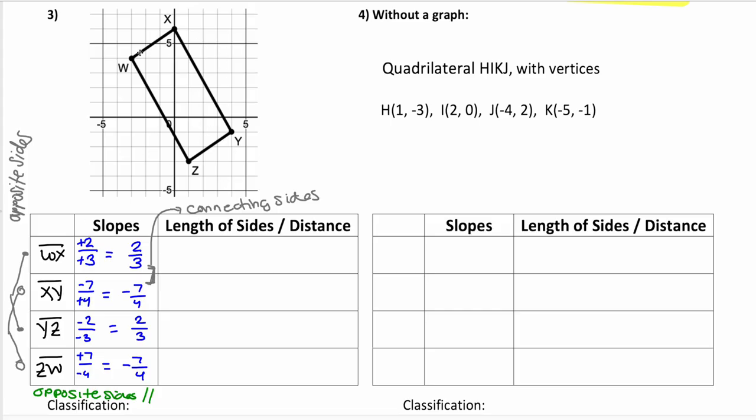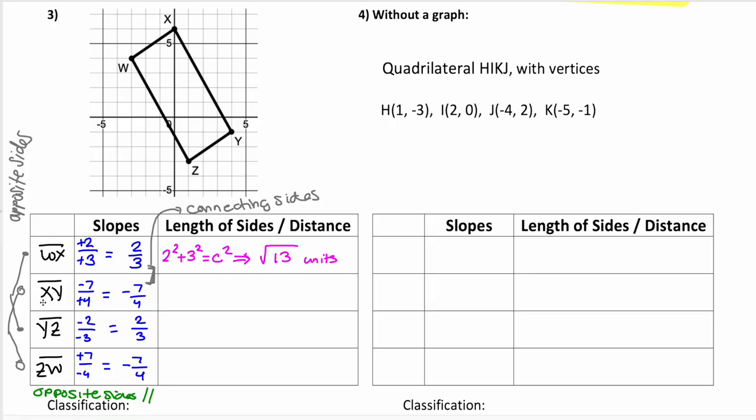From W to X, I'm just counting, 1, 2, and then 1, 2, 3. So we have 2 squared plus 3 squared is equal to C squared. And remember, we're going to solve for C, so we're going to end up taking the square root. So the square root of 2 squared is 4, 3 squared is 9, so 4 and 9 is 13. So we have the square root of 13 units.